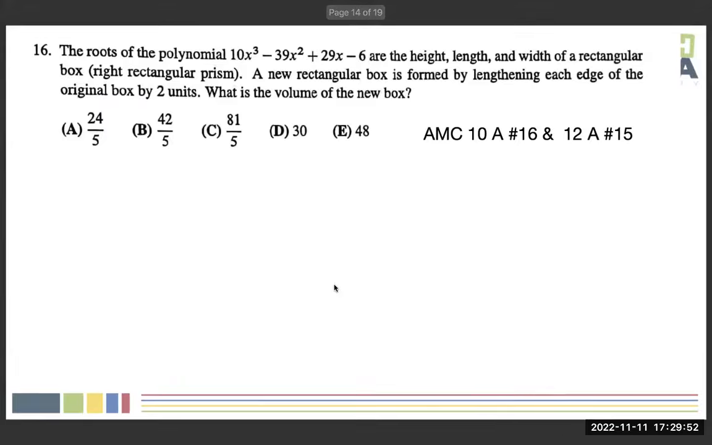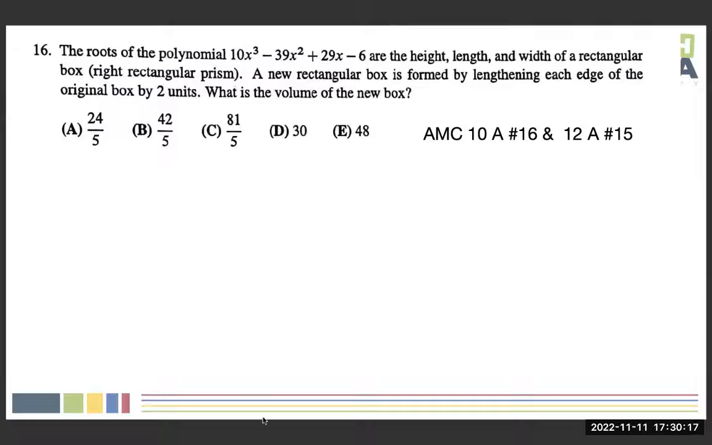Okay. This is number 16 of the AMC 10A. The roots of the polynomial 10x cubed minus 39x squared plus 29x minus 6 are the height, length, and width of a rectangular box. A new rectangular box is formed by lengthening each edge of the original box by 2 units. What is the volume of the new box?